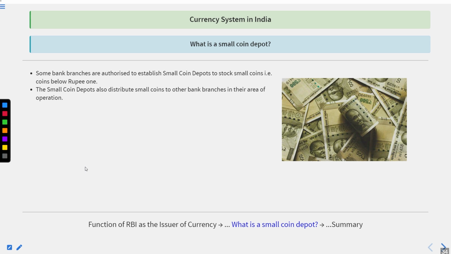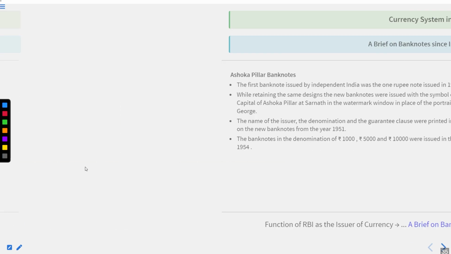What is a small coin depot? Some bank branches are authorized to establish small coin depots to stock small coins, that is, coins below rupee 1. The small coin depots also distribute small coins to other bank branches in their area of operation.